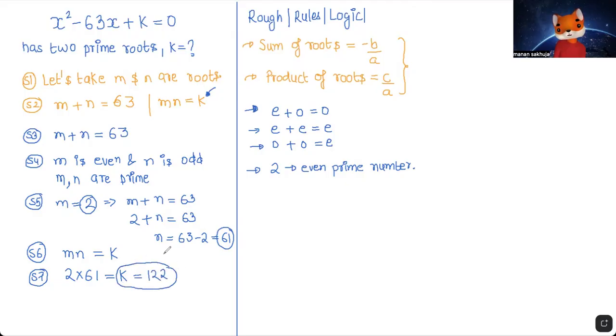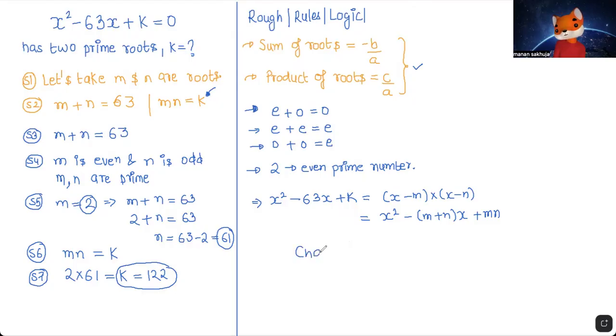Now students, I told you that you can do this problem without this knowledge. Let's say m and n are roots, what can I write? I can write x square minus 63x plus k is equal to x minus m into x minus n. And when you multiply, what are you going to get? X square minus m plus n x plus mn. If we compare, we can say m plus n is equal to 63 and mn is equal to k.